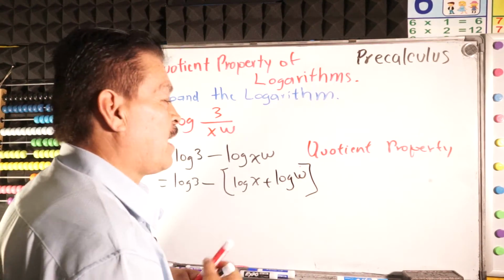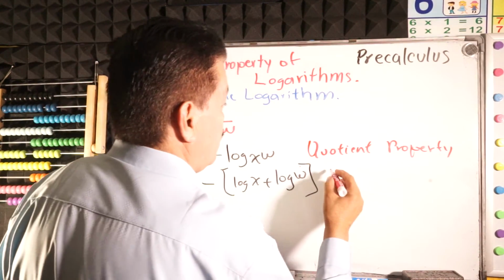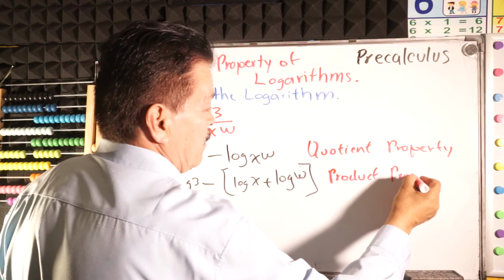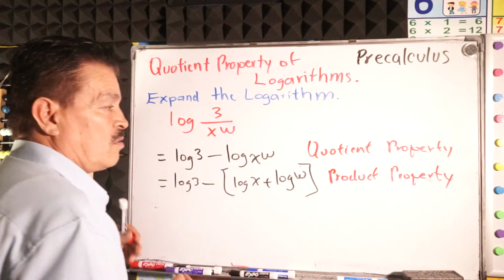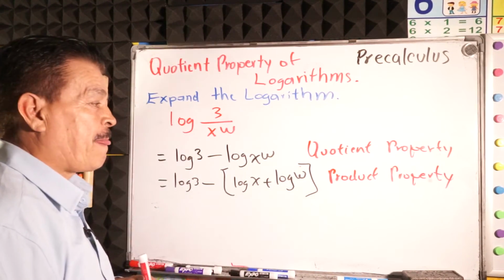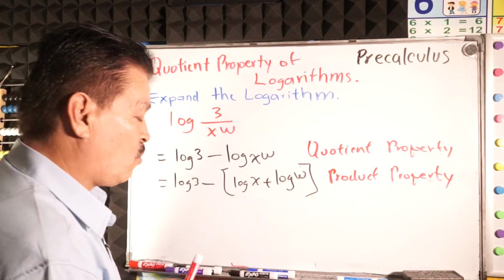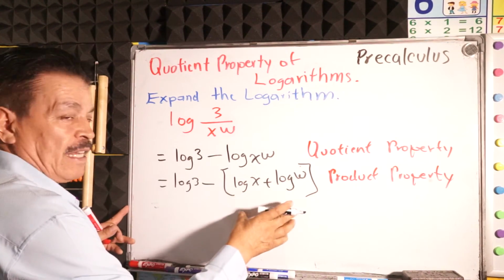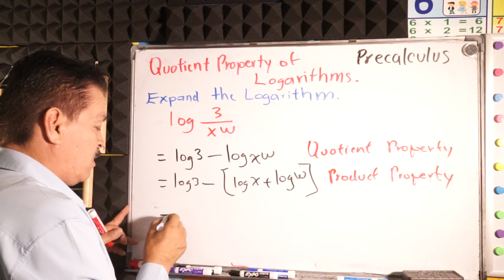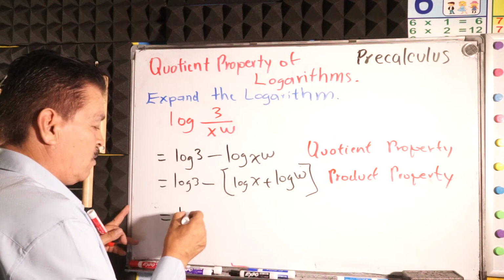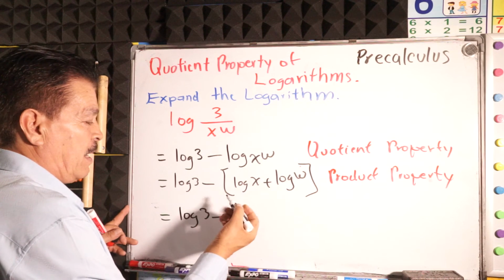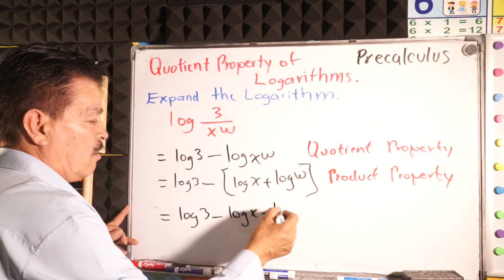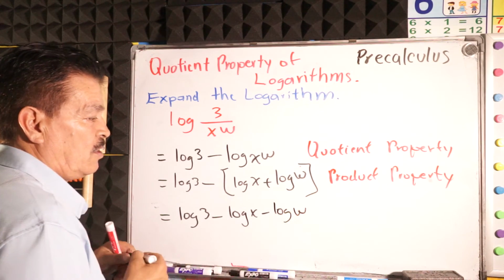Now we are applying the product property. And then the last step of the solution to our problem, just take it out of the parentheses. So log 3 minus log x minus log w. So this is our answer.